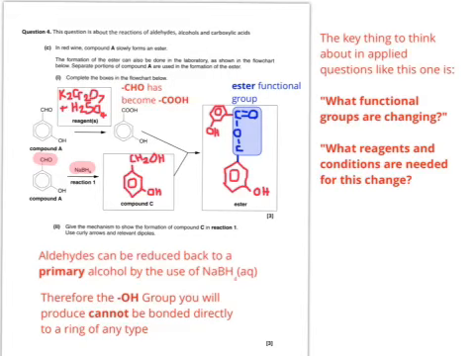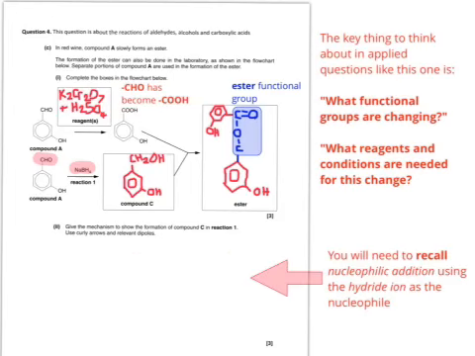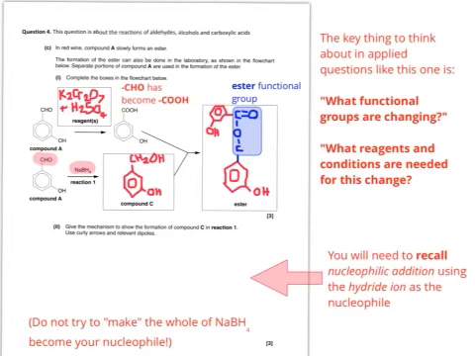Okay, so now we can go on to part 2 of this question, where they want us to do the mechanism for reaction 1. So if you remember, NaBH4 reacts by nucleophilic addition. So you'll need some recall of the nucleophilic addition mechanism using the hydride ion as a nucleophile. And it's important to remember that you don't try to turn NaBH4, the whole thing, into your nucleophile, which is what some people did. It's the hydride ion. So I'm going to put the hydride ion in blue and the rest of the mechanism in red, just to highlight it and draw your attention to it.